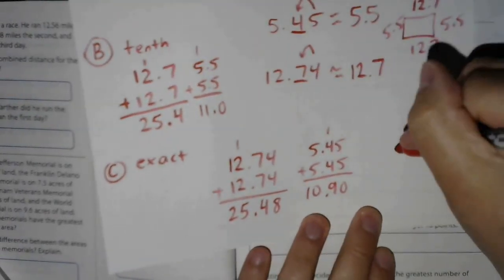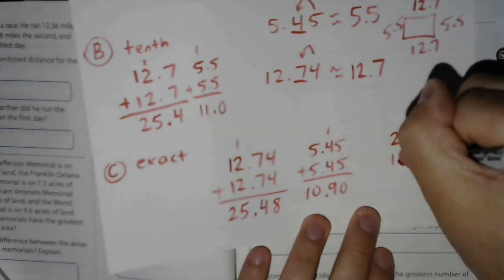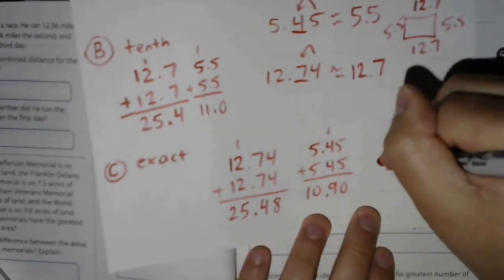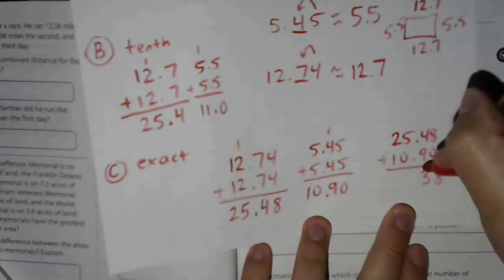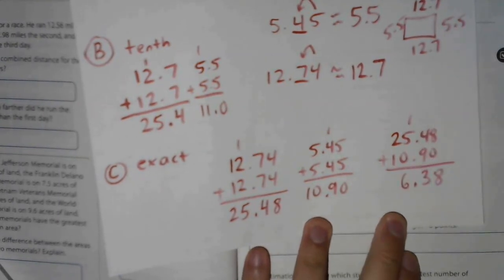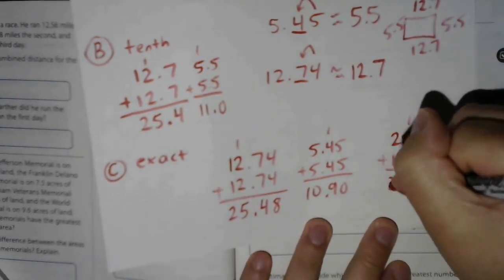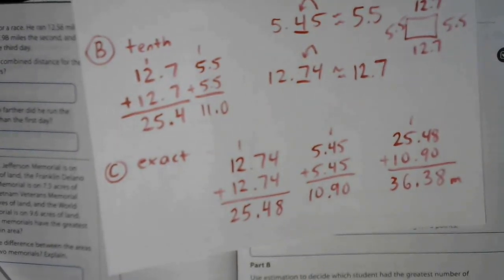Now I need to add those two together. So I have 25 and 48 hundredths plus 10 and 90 hundredths. Add them together. 8 plus 0 is 8. 4 plus 9 is 13. Drop my decimal down. 5 plus 1 is 6 plus 0 is still 6. And 2 plus 1 is 3. So my total here is 36 and 38 hundredths meters.